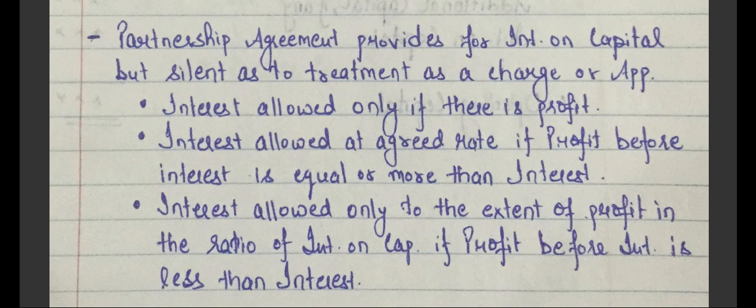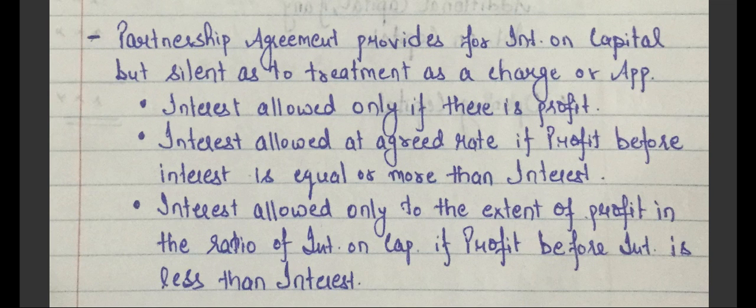Now, if it is silent, then interest is allowed only if there is a profit. Because it is considered to be an appropriation, the interest will be allowed only if there is a profit. If there is a loss, no interest will be allowed. Clear? Second point, interest allowed at agreed rate if the profits before interest is equal or more than interest.